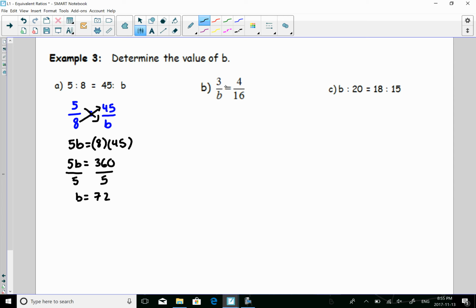Let's do this again. Next one, b times 4. I'm going to do the one with the variable first, so it's on this side. That's 4b. And then 3 times 16. So 4b equals 48. Divide both sides by 4, and b is equal to 12.